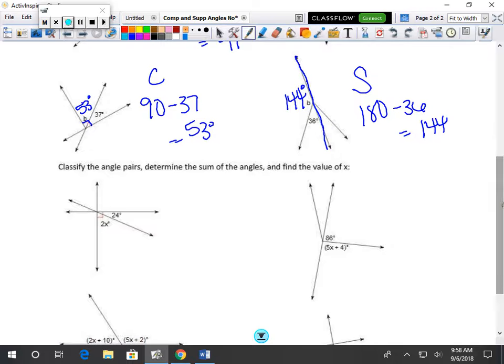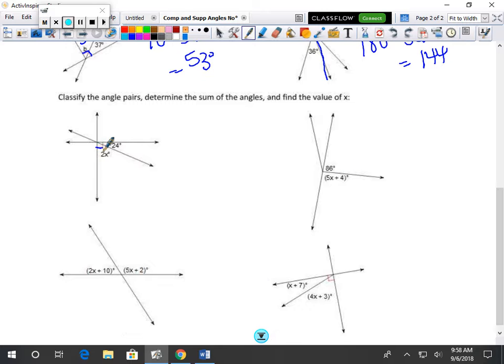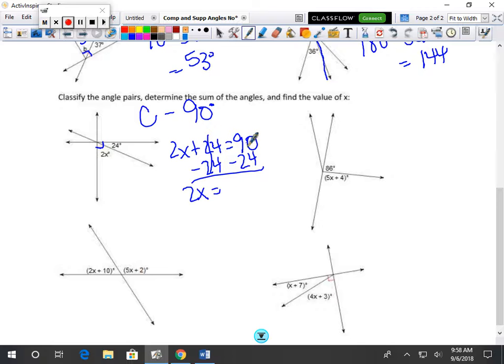Let's throw some algebra in the mix. Classify the angle pairs, determine the sum of the angles, and find the value of x. Looking at the first one, this makes a right angle, and I know that right angles are complementary, and they're going to add to 90 degrees. So I'm going to add the two together, 2x plus 24, and set it equal to 90, since they're complementary. To solve for x, I'm going to subtract 24 from both sides. 2x is equal to 90 minus 24, which gives me 66. I divide both sides by 2, and x is equal to 33.